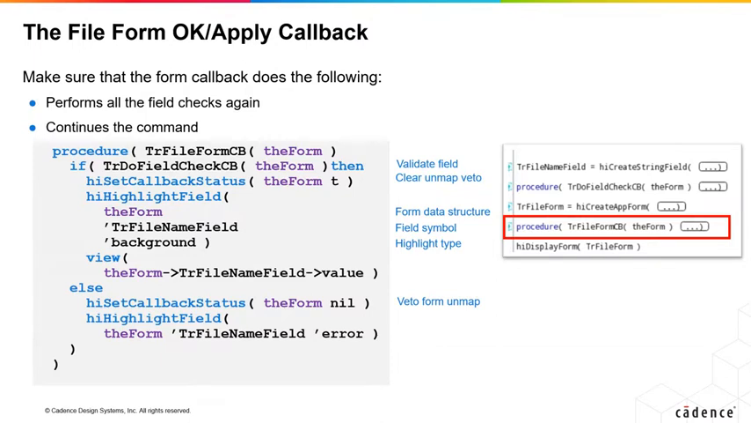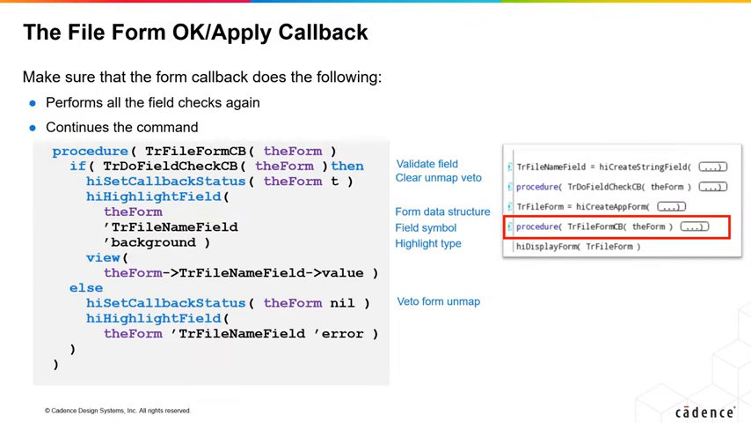So we say HI set callback status for the form is nil, meaning don't go away. And then we set the highlight field value for the file name field, the one where the user typed in, to what's called error. What that does is draw a little red box around it, identifying to the user that something happened here, that they shouldn't have typed in that incorrect value, and then it waits for the user to enter a new value and hit OK again.